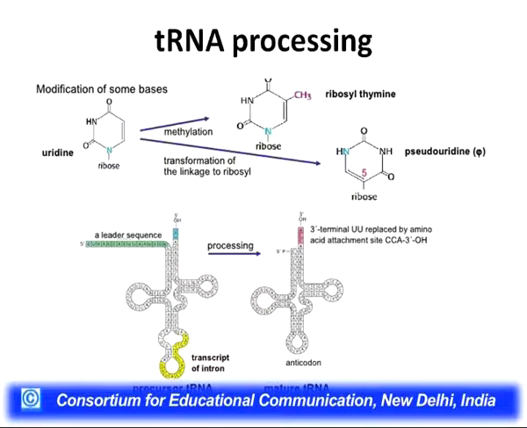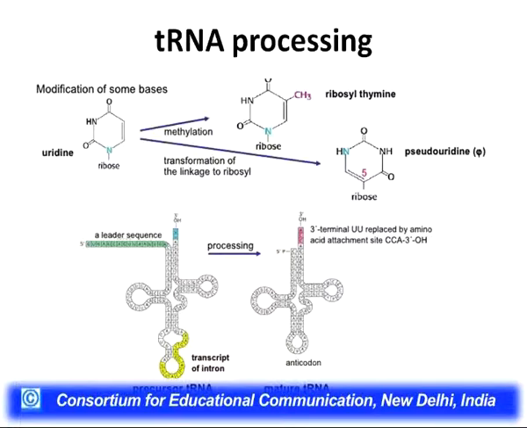So, this figure shows how it occurs. Uridine bases can be methylated, leading to formation of ribosyl thymine, or there can be transformation of the linkage to ribosyl leading to formation of pseudouridine, and these bases make about 10% of the ribonucleotides of tRNA. So, it is a very high percentage of modified bases, and these modified bases are found in tRNA only after the primary transcript has undergone enzymatic processes.